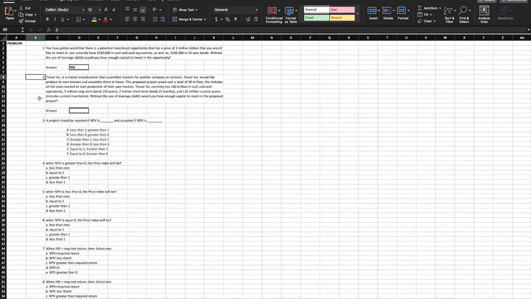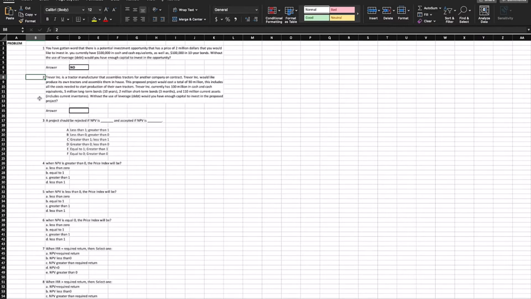So question number two, Trevor Inc. is a tractor manufacturer that assembles tractors for other companies on contract. Trevor Inc. would like to produce its own tractors and assemble them in-house. This proposed project would cost a total of $90 million. This includes all the costs needed to start the production of their own tractors.